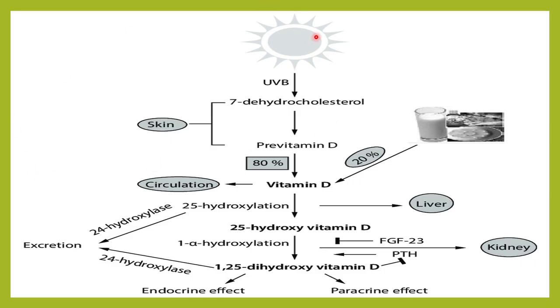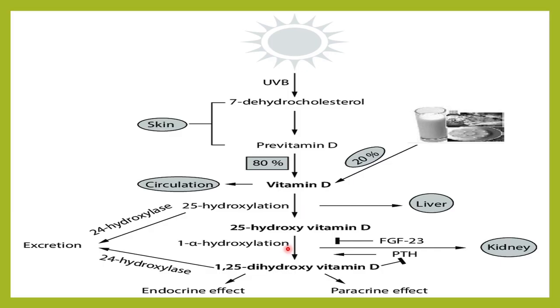When sunlight falls on the skin, the 7-dehydrocholesterol present there gets converted into vitamin D. Around 20% of the vitamin D comes from the food we take in, and the majority we use, around 80%, is from sunlight.